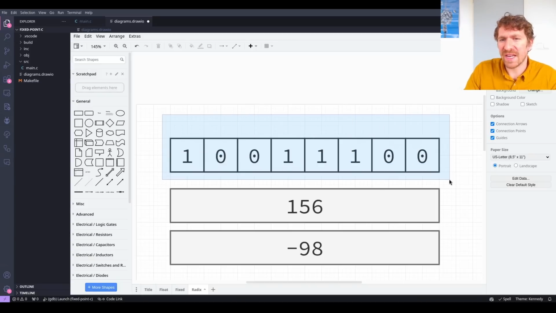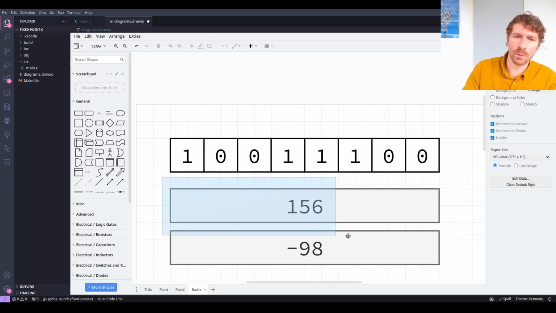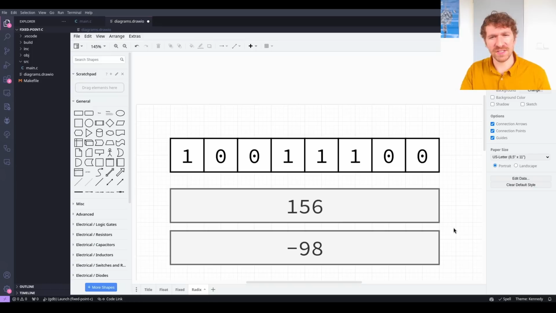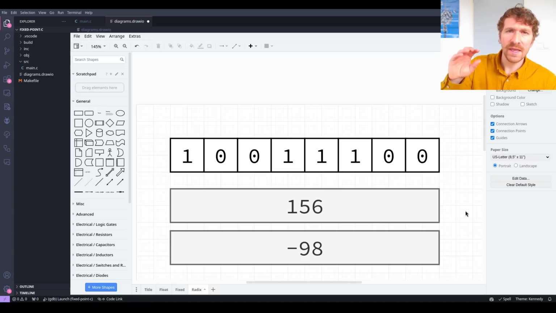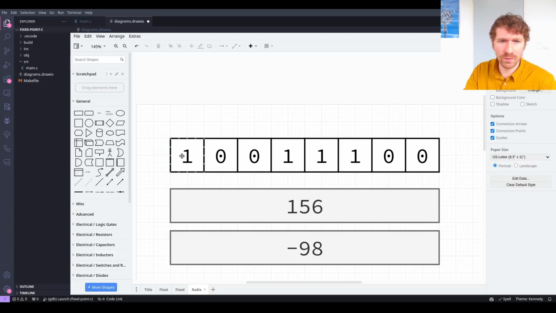So this is an 8-bit binary number. This is what its unsigned representation means. If you add up all the bit positions here, you'd get the decimal number 156. If you took this to be a signed number, where this top bit is set, that indicates this is a negative number, and we get negative 98. Okay, simple, right?